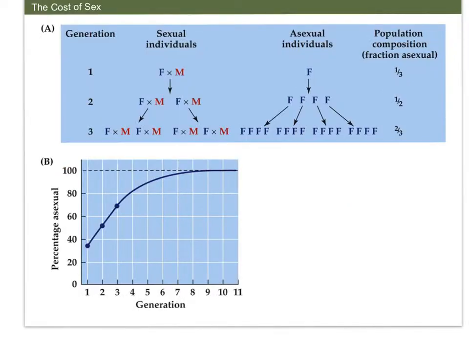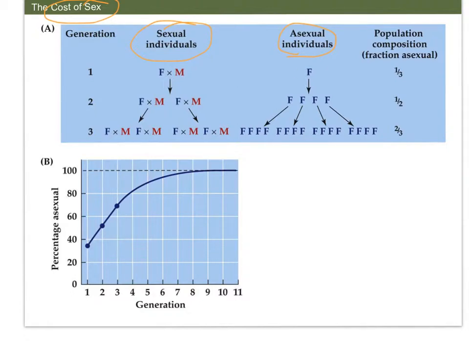So let's take a look at the cost of sex, because those benefits of recombination must really have to outweigh some pretty big disadvantages. Let's say that you have a population that has both asexual and sexual individuals in it. Let's say your asexual female can produce 4 offspring, and your sexual female can produce 4 offspring, but she needs a male to do it. And so by the second generation, even though a third of the population was asexual to start with, we have 2 sexual individuals and an asexual individual. So 2 out of the 3 are sexual. So we only have a third of the population that is asexual. Does that make sense?